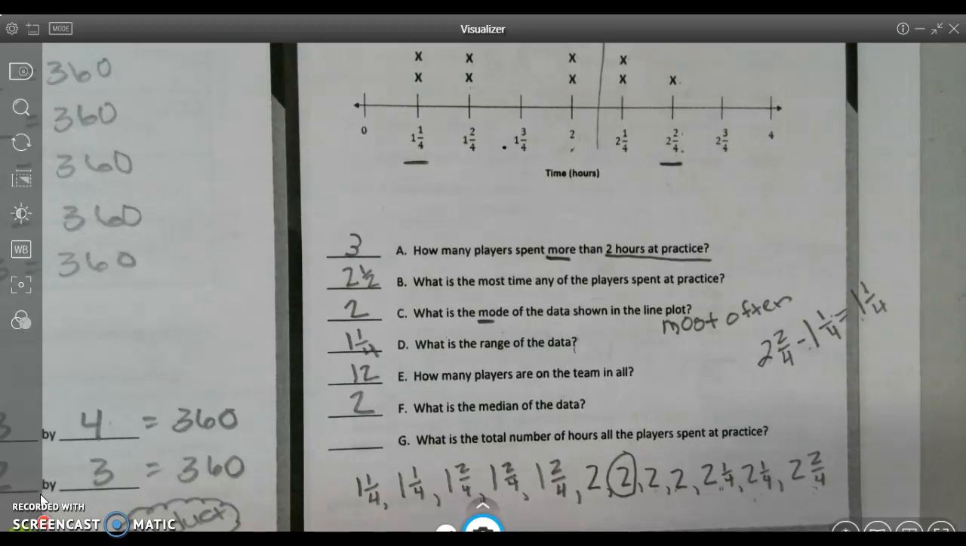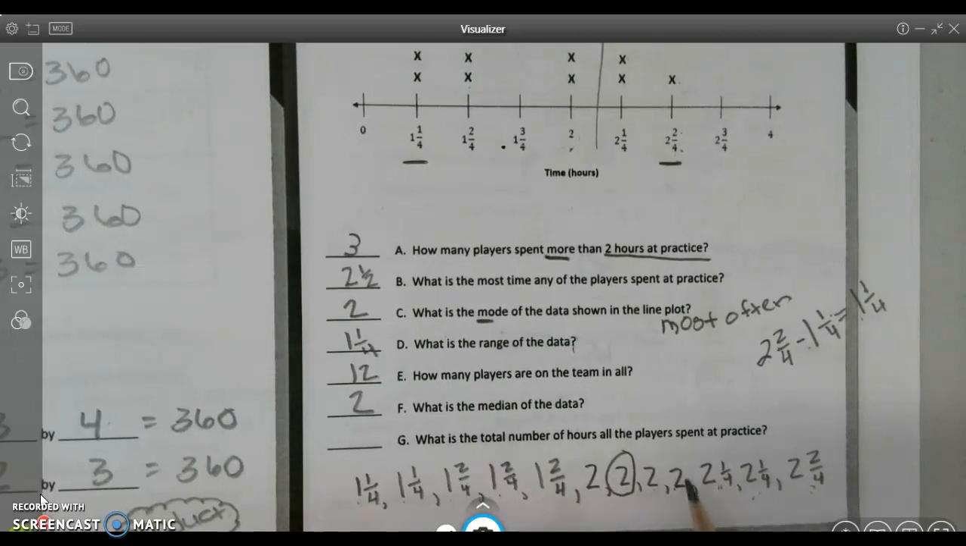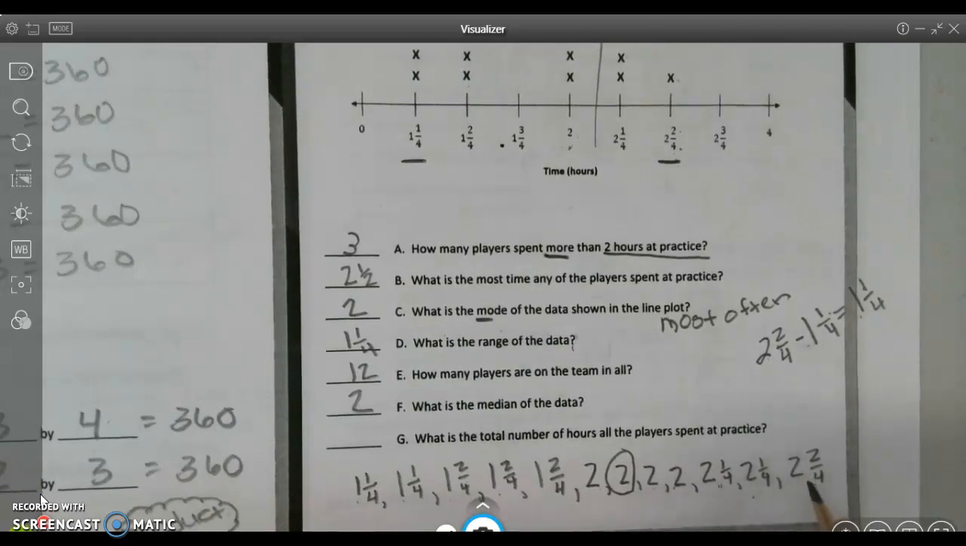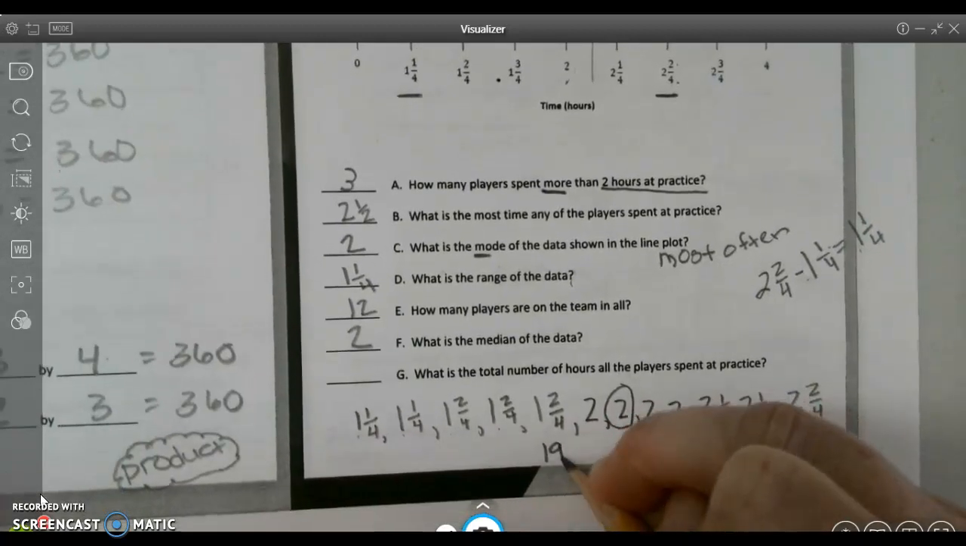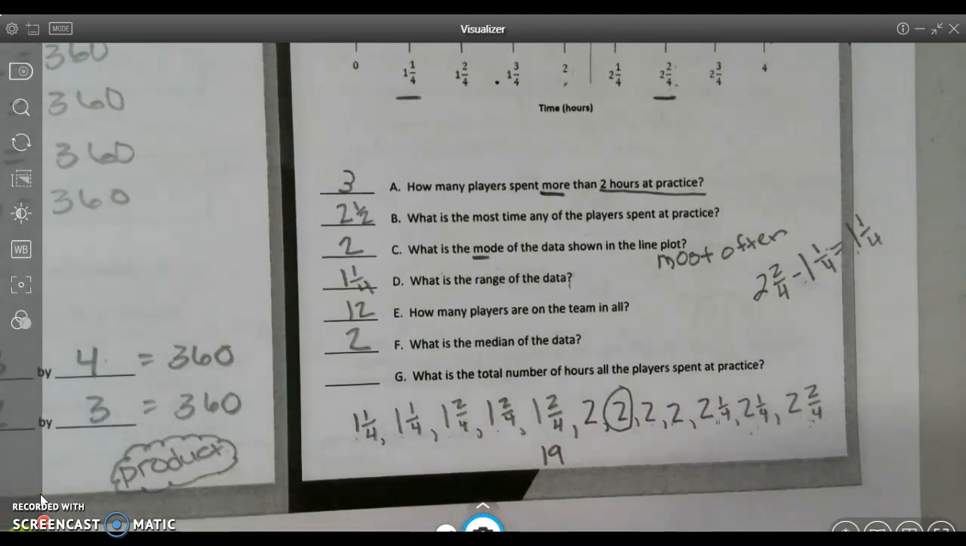And then it asks, what's the total number of hours all the players spent in practice? So that means I'm going to have to add them all together. So if I did this, this is 1 plus 1, that's 2, 3, 4, 5, 6, 7, 8, 9, 10, 11, 12, 13, 14, 15, 16, 17, 18, 19 whole numbers. So I'm going to write 19, and then I'm going to add my fractions all together.